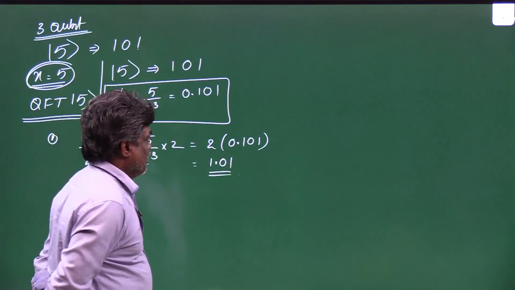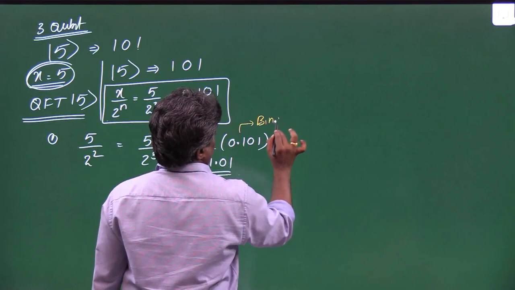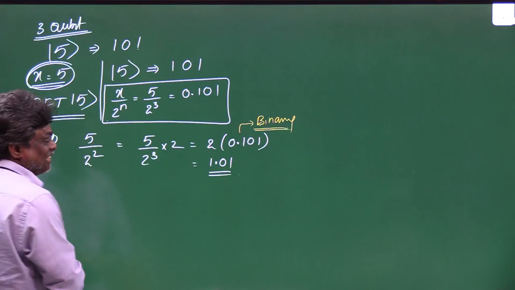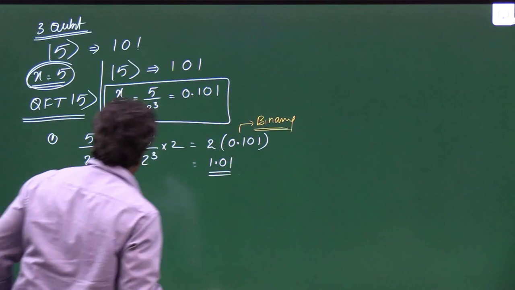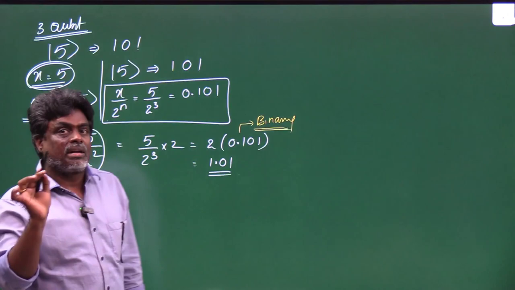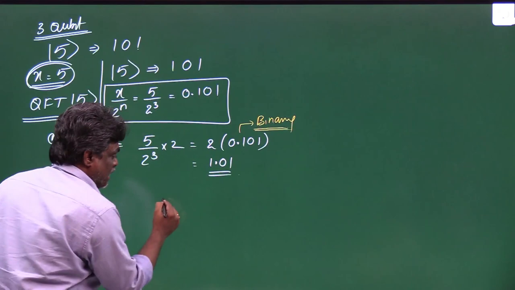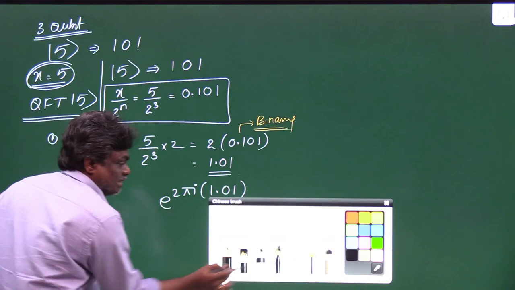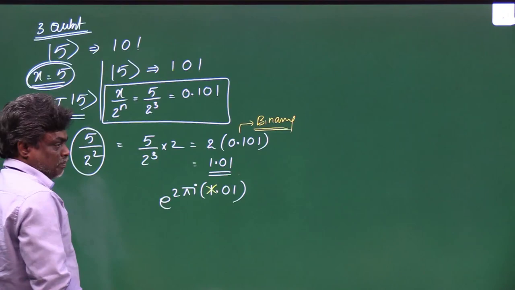So that it will be clear for students, binary. Otherwise, I will multiply with 2. Right, sir. Now, what I am saying is, we are not taking this alone. We are taking it with e power 2 pi i. So, once you have taken this and keep it in the e power 2 pi i 1.01, this 1 is not having significance.